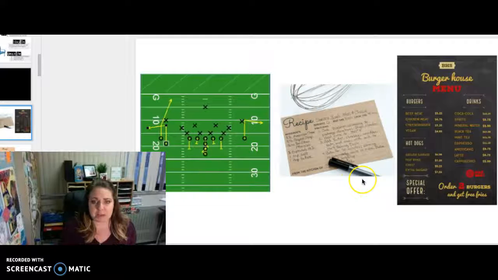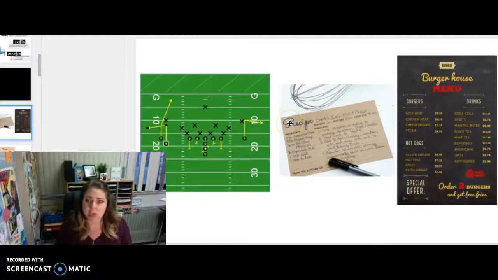Same thing with a recipe. If you've never followed a recipe before, this might not be a format that makes a whole lot of sense to you right away. But if you are familiar with recipes, you know that the ingredients are always on the left, the directions are on the right. It tells you specific information about cook time and how many people it serves and all that kind of stuff, right?